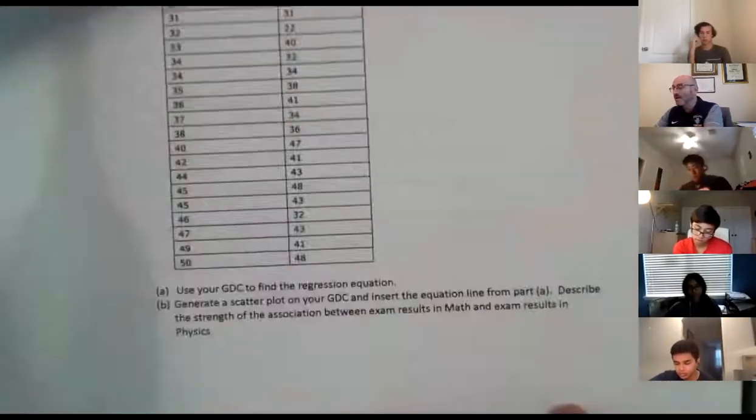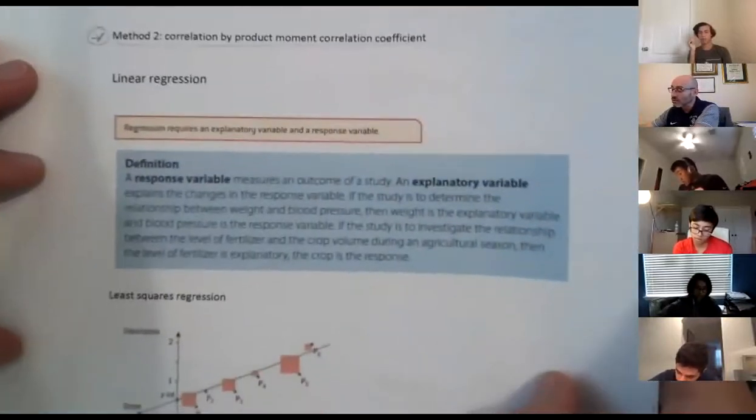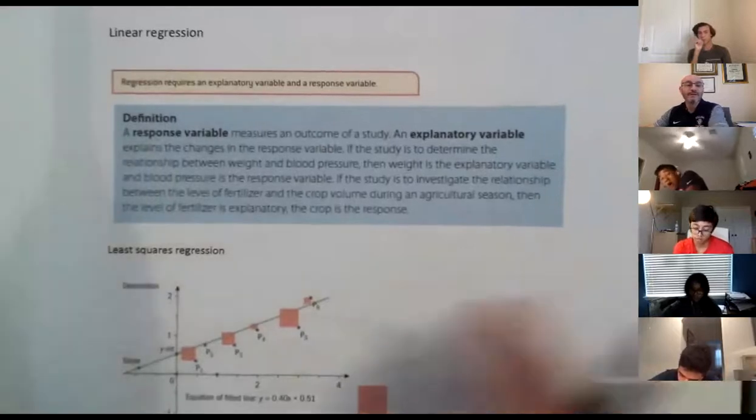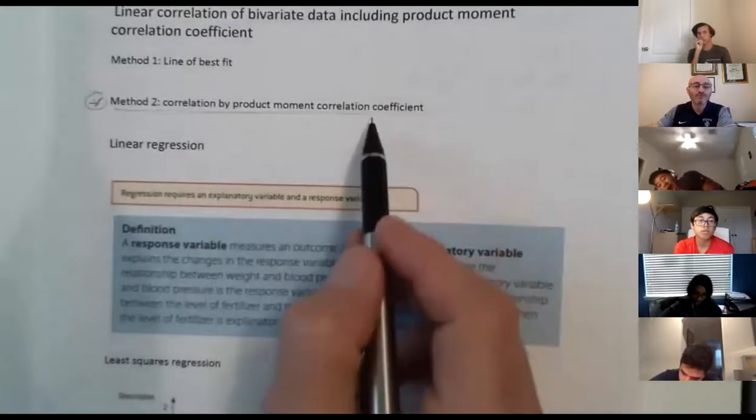So we're not going to focus on that, but I wanted you to have an idea how it is done. What we're going to actually focus on is the second method, the correlation by product moment coefficient.